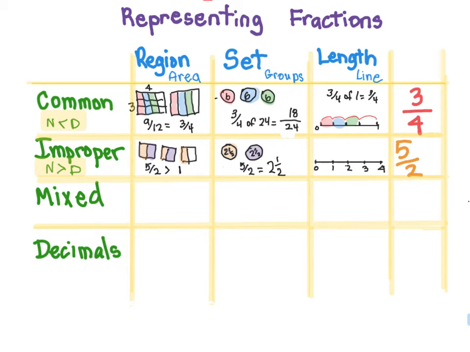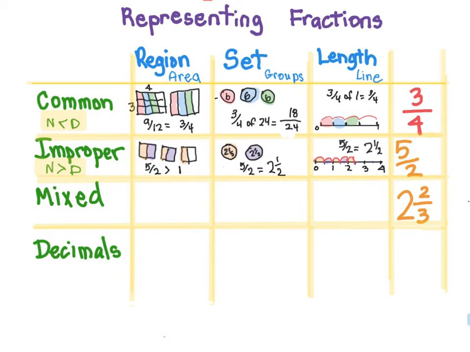We can also see that an improper fraction is greater than 1 on a number line. Just count by halves 5 times and see where you land. 1, 2, 3, 4, 5. There we are at 2.5. 5 halves is the same thing as 2.5.